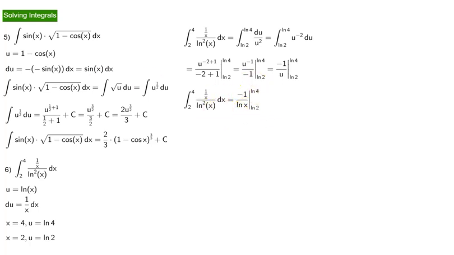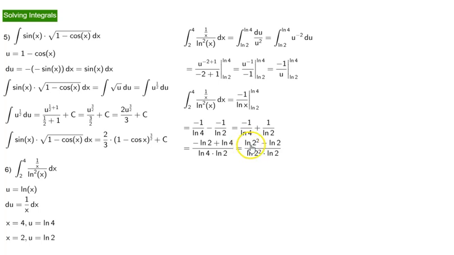And now we take care of the limits. Minus 1 divided by natural log of 4 minus 1 by natural log of 2, which is equal to minus 1 by natural log of 4 plus 1 by natural log of 2. Now we add these two. So LCM will be natural log of 4 times natural log of 2. In the numerator, we'll end up with minus 1 times natural log of 2 plus natural log of 4. We just rearrange this so that we get a positive sign in the beginning.